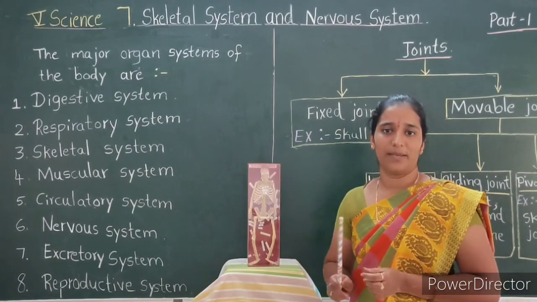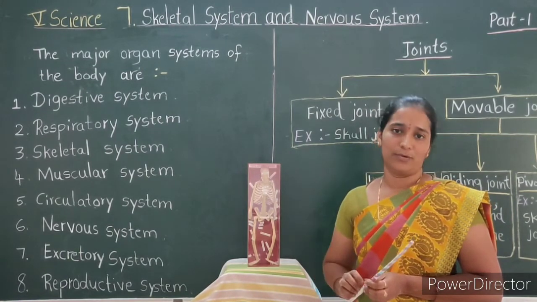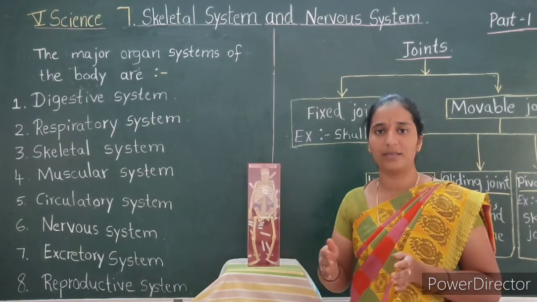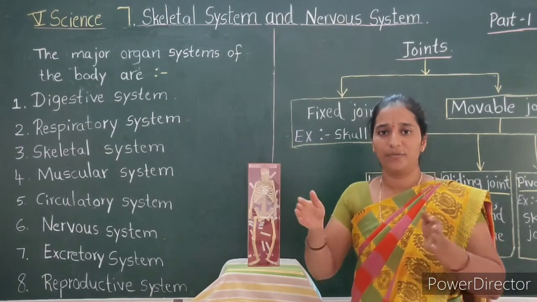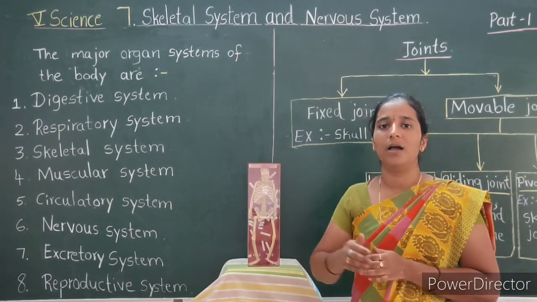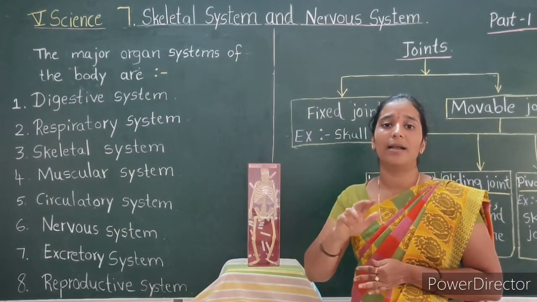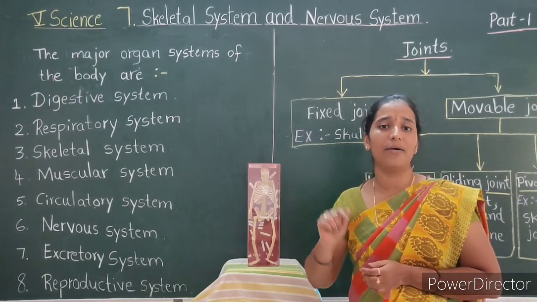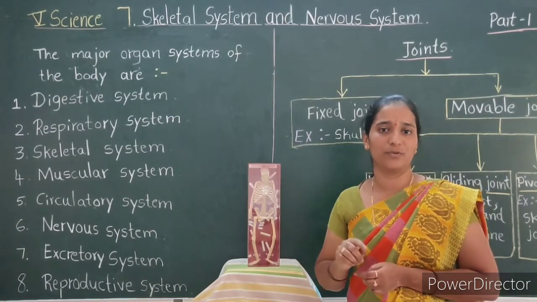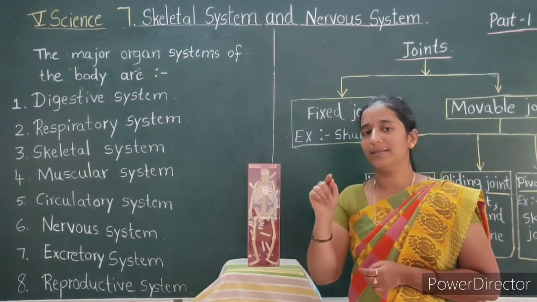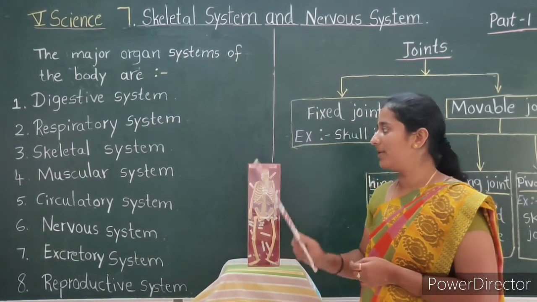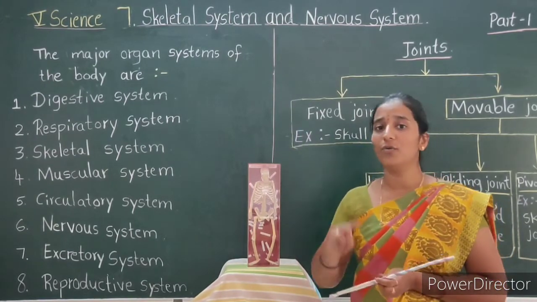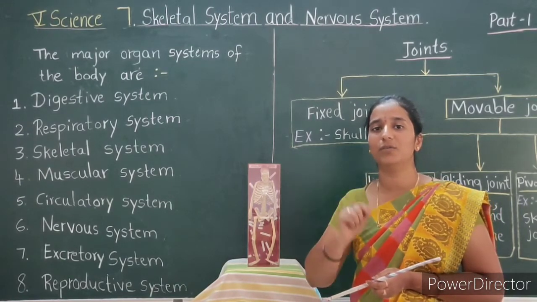A newborn baby has 300 bones. After the growth of a baby, the bones fuse together, and an adult has 206 bones. Now let's move on to the skull. The skull has 22 bones.